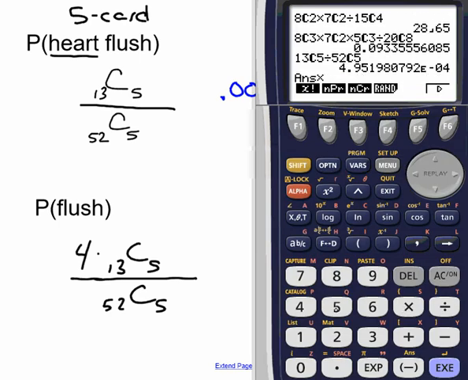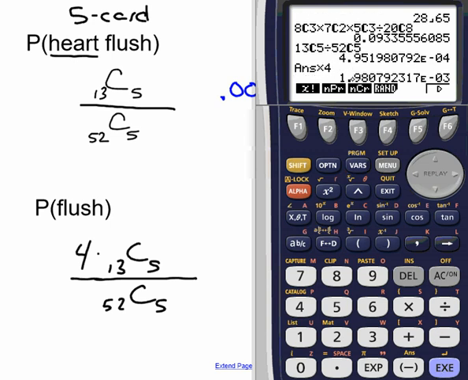And we take that answer times 4. And here we get 1.98 e negative 3. Remember, that means move the decimal 3 places to the left. So we get 0.00198.